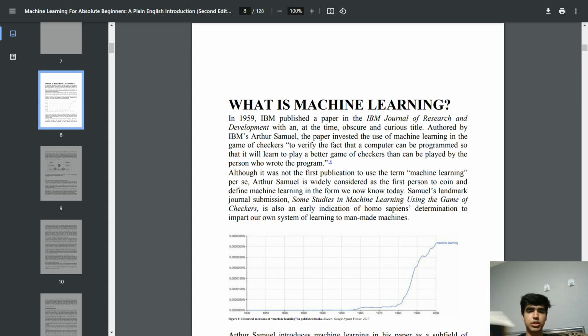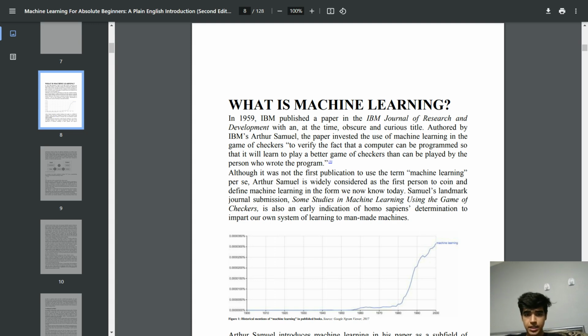So what is machine learning? I'm not going to use the physical book because I already have the PDF on my laptop. First, it is going to explain the date, when it came, where it came from, and how they created this kind of thing.